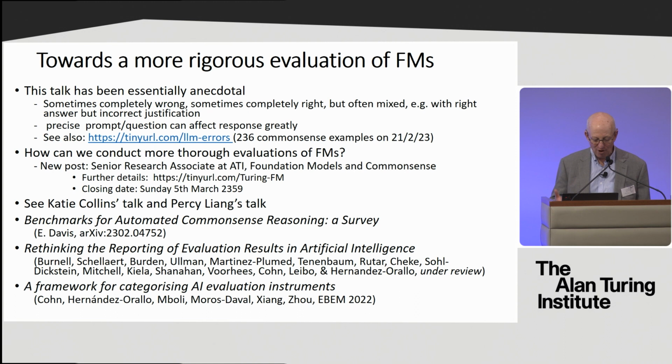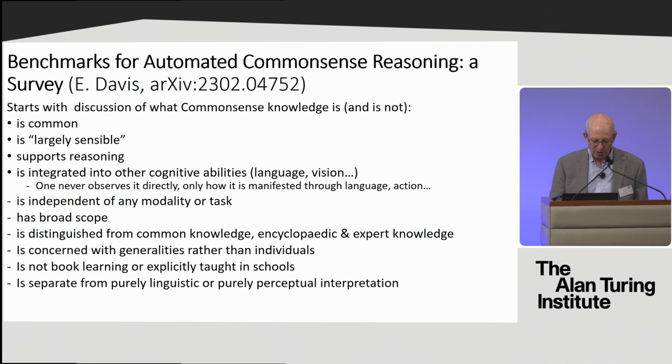Just very briefly to skim through Ernie Davis's paper, he starts off with a discussion of what common sense knowledge is not, and it's something he's very interested in for reasoning. It's not just world or encyclopedic knowledge. It's concerned with generalities rather than individuals. So not all the examples I had earlier, like Reno and San Diego, are really common sense knowledge. That's concerned with individuals. And it's separate from purely linguistic or purely perceptual interpretations.